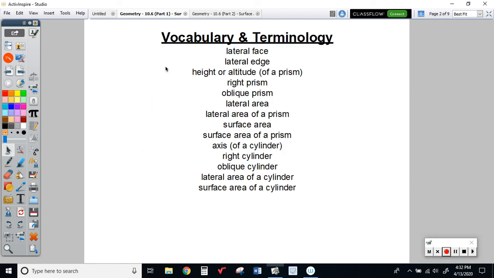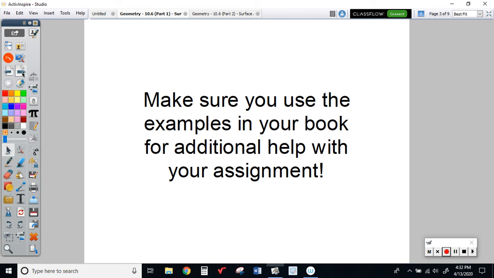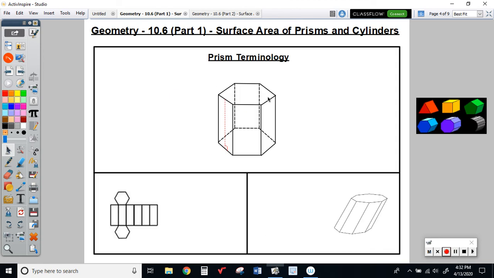So a lot of new terminology here that you're going to be seeing in this lesson. But let's start off by checking out some terminology as it refers to a prism. Like, what is a prism? What makes a prism a prism? So this part right here is called the base. It's one of two bases, and the bases are always parallel faces to each other. So we'll write that terminology down as well, or what a face is.